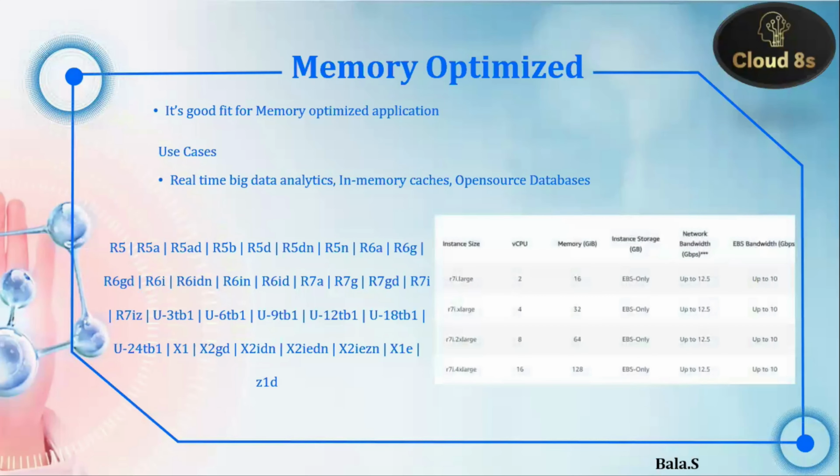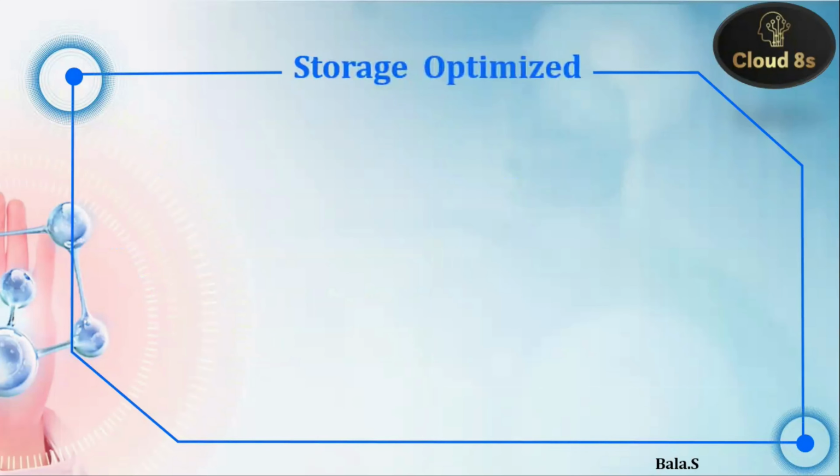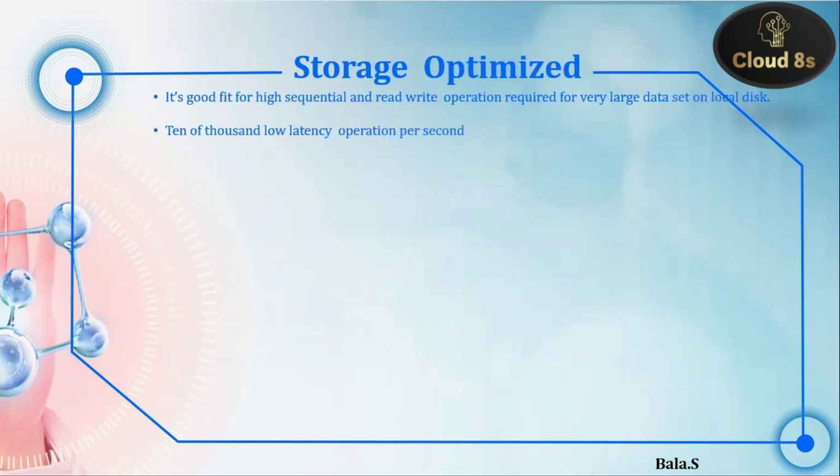Apart from that, one more instance category is storage optimized. This basically provides a higher number of read and write IOPS at the local disk level. If you require more read and write operations for your workload, like a large data set on the local disk, it may be suitable for your workload. It provides low latency and a high number of read and write operations at the disk level.